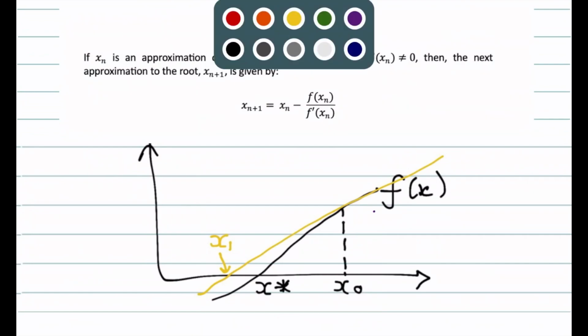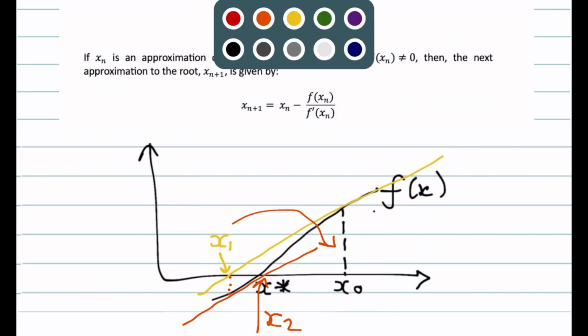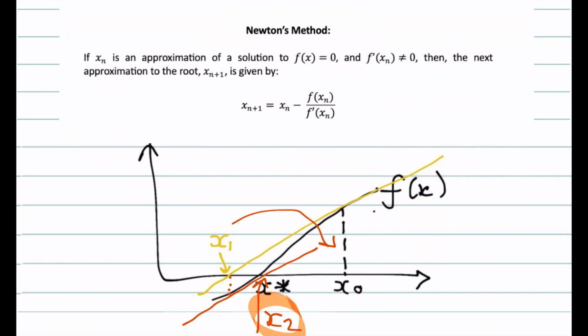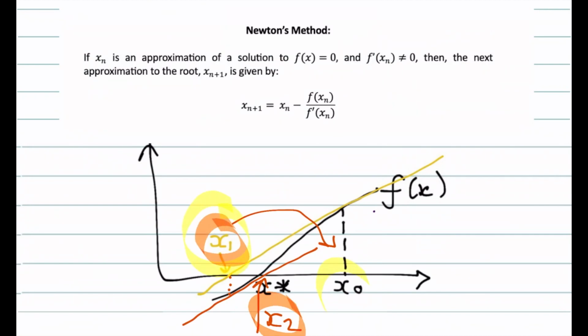So as we get more and more iterations of Newton's method, we find more accurate approximations to the root. So in this case, x1 is more accurate than x naught, and x2 is more accurate than x1.